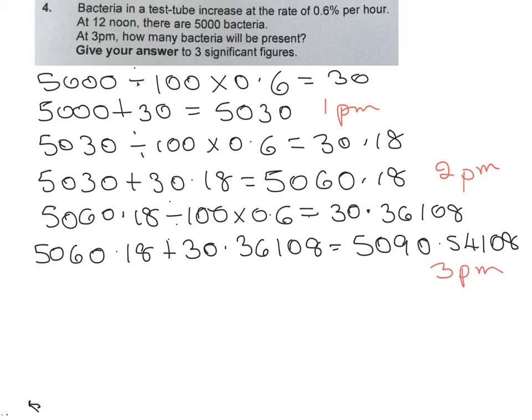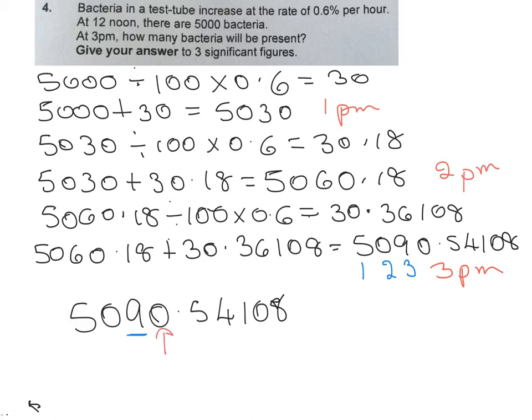Now we have been asked to round this to 3 significant figures. So if we start counting, there is our first significant figure, second significant figure, third significant figure. So this means that we have to round this to the nearest 10. So we are rounding to the 9, which is our third significant figure. So we'll look at what's next door. We have a 0. That means the 9 doesn't change. So our final answer to 3 significant figures is 5,090.